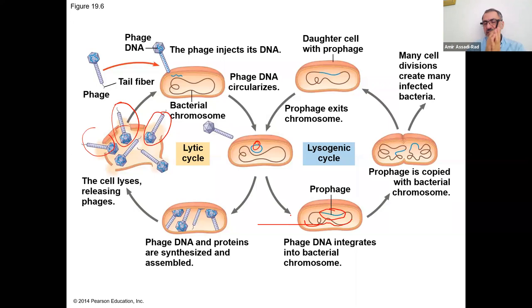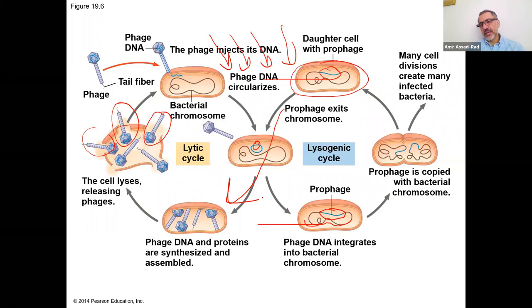Okay, now, based on what is from the environment, the environment gives some stimuli or some factors, then these bacteria that have the DNA of the phage go into the lytic cycle. They start multiplying pieces and bits of the virus, and the pieces and bits of the virus multiply and multiply, and the bacteria die.